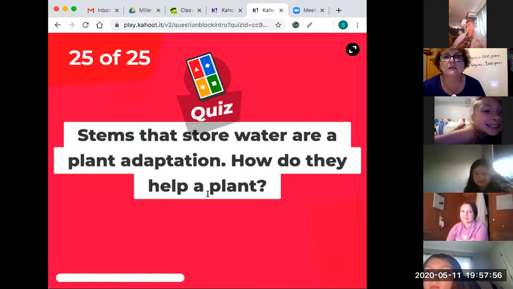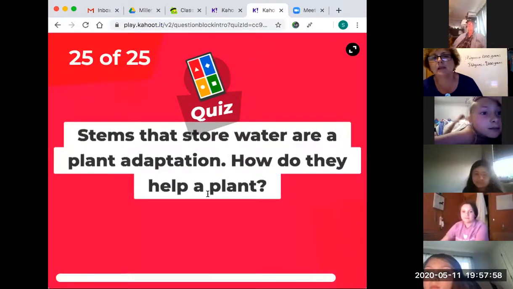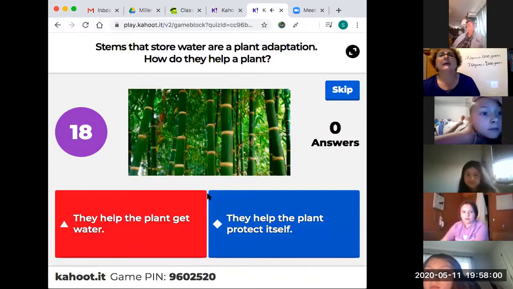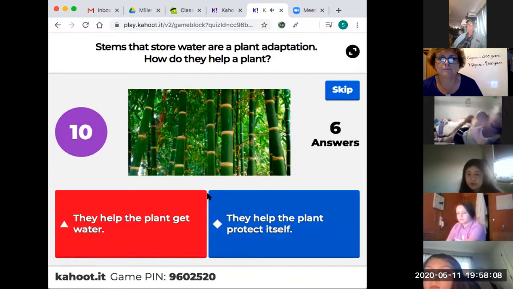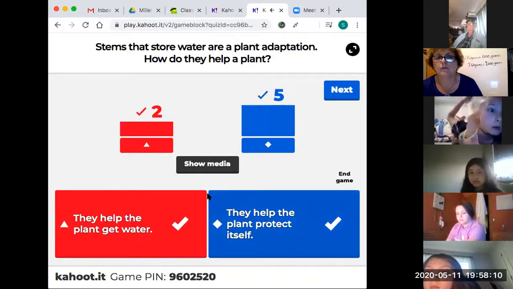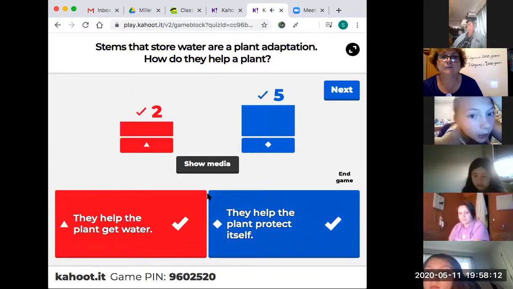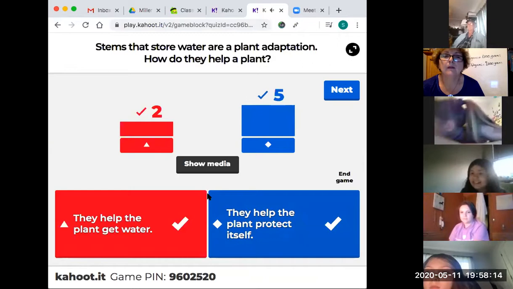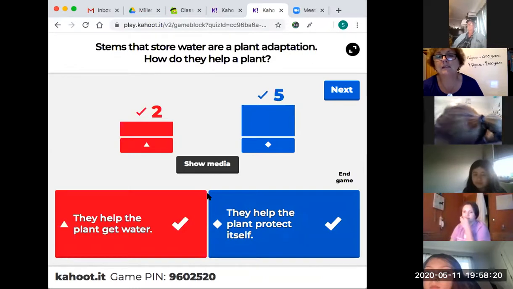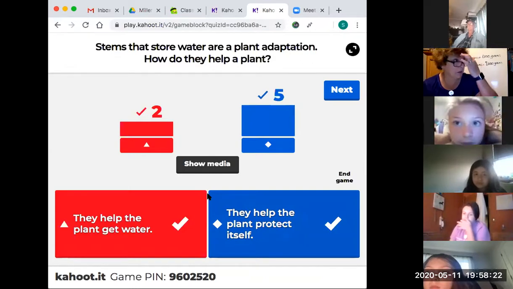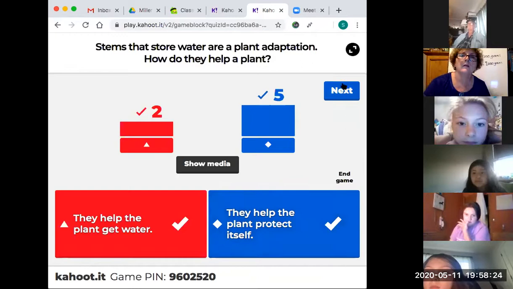All right, the last one. Stems that store water are a plant's adaptation. How do they help a plant? A plant that stores water. It helps it keep water. I did not know that. I just guessed. They're both correct. Okay, they're both correct because when it stores the water, it helps it keep the water. It also protects it because there's water in it. Okay? All right, good job.